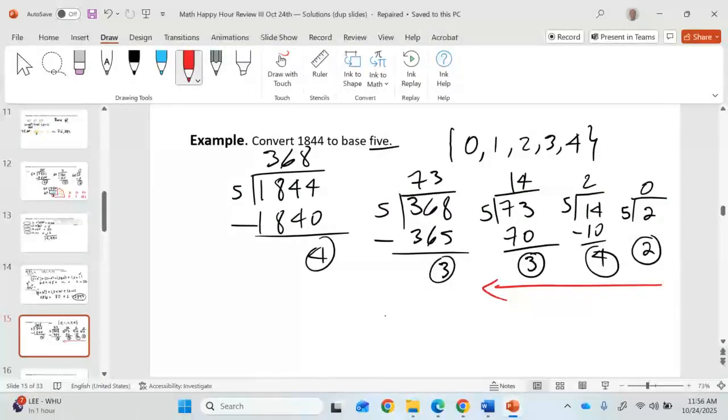So let me write it down, 1,844 in base 5 is equivalent. Starting from the right is going to be 24334, and then base 5. Which is the same thing that I did with the Babylonian, but it's just a smaller number, which is why I get more divisions.